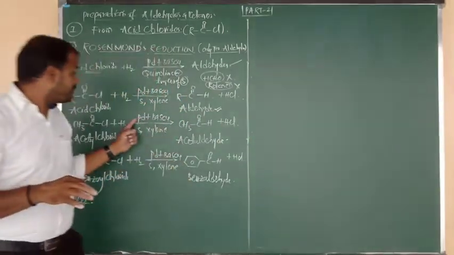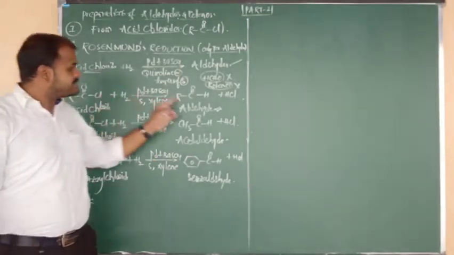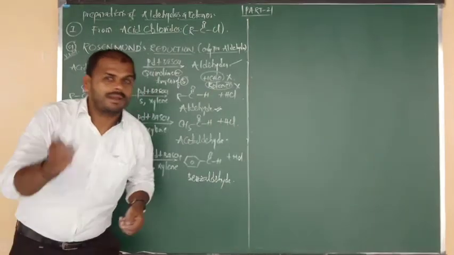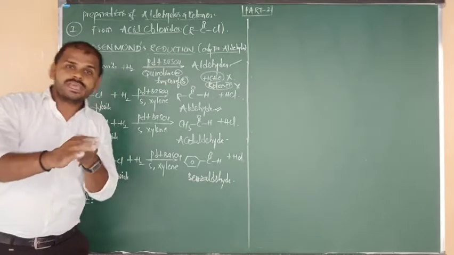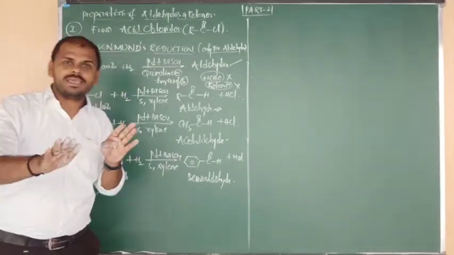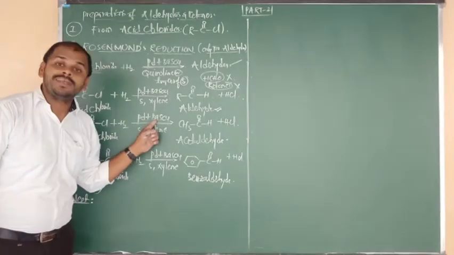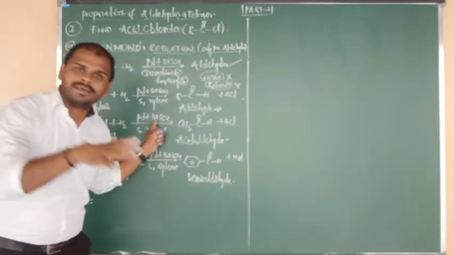Again, aldehyde cannot be reduced into primary alcohol. Pd plus BaSO4 is capable of converting acid chloride to aldehyde, but the aldehyde can again be reduced into primary alcohol, and we don't want primary alcohol. It means we have to decrease the reducing nature of palladium plus barium sulfate. So we have to deactivate it, and to deactivate it, we add a poison.